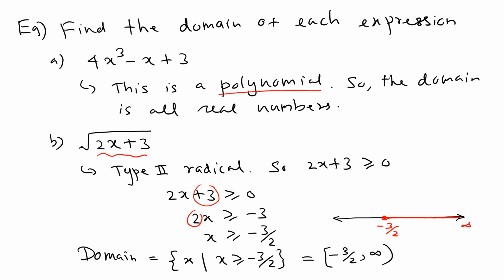So let's look at the next one. C. Let's say we have the cube root of 1 minus 5x. You can see that this is a type 1 radical.